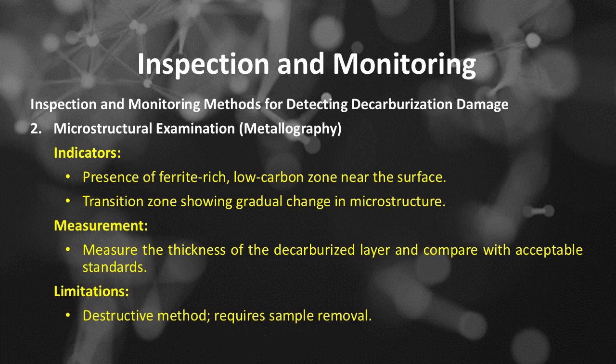Metallography indicators: presence of a ferrite-rich, low-carbon zone near the surface, and a transition zone showing gradual change in microstructure. Measurement is to measure the thickness of the decarburized layer and compare with acceptable standards. Limitations: it is a destructive method and requires sample removal.